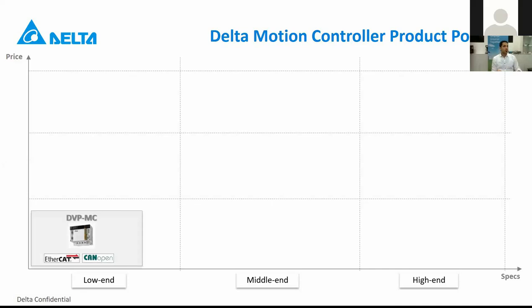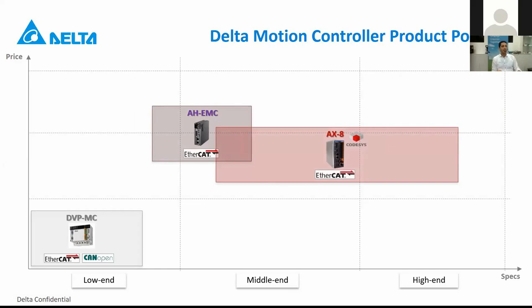So if you see on the chart, first the DVP MC series can meet most of the requirements from the low-end applications. And then we have AH EMC, which can cover many applications between low-end and middle-end. And we have AX8, which is an EtherCAT-based CODESYS motion controller. As you see, it covers most of the area between middle-end and high-end applications.